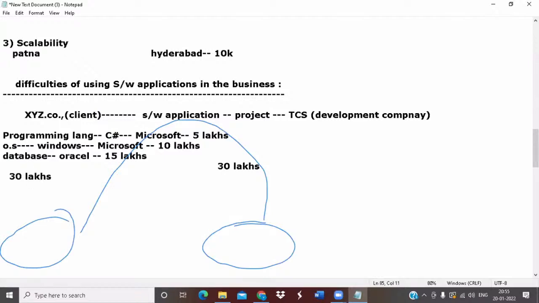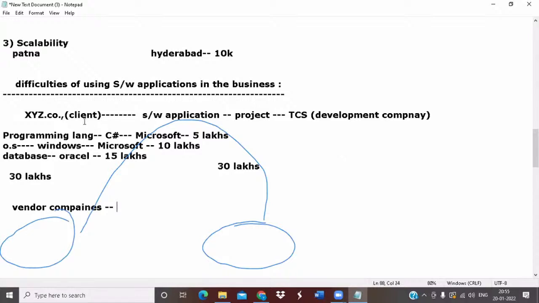30 lakhs. Now tell me, all of you, 30 lakhs business coming from TCS company and another 30 lakhs business coming from the client, to whom here? To vendor companies. Yes or no? Yes. So vendor companies are getting more revenue from both the client as well as TCS here. Clear, all of you?